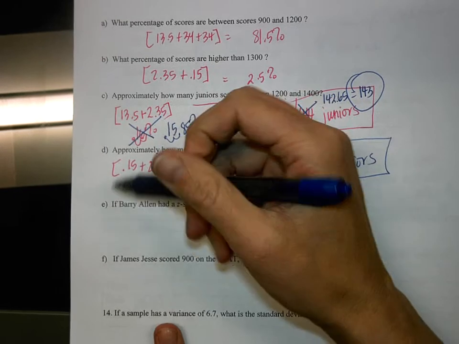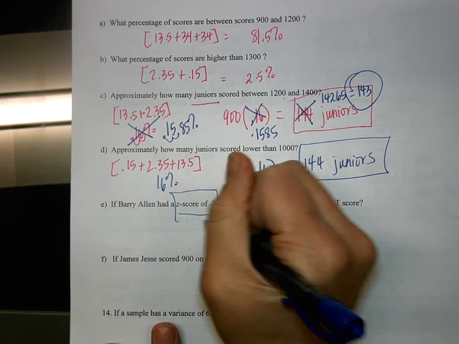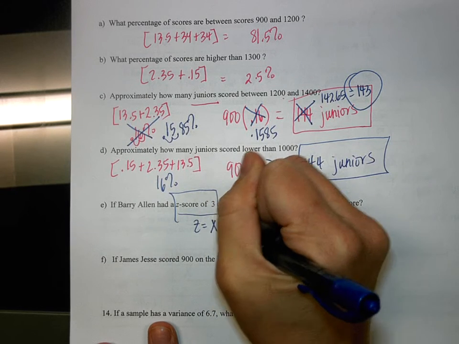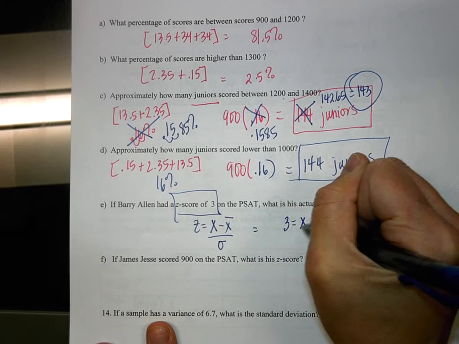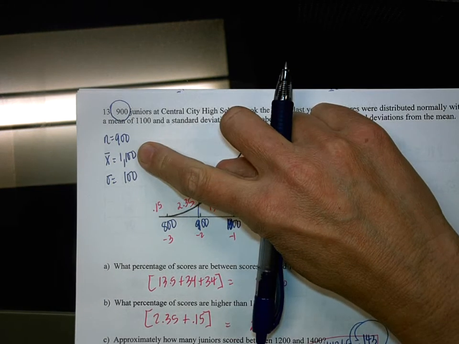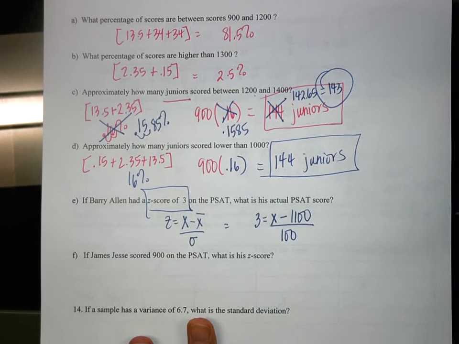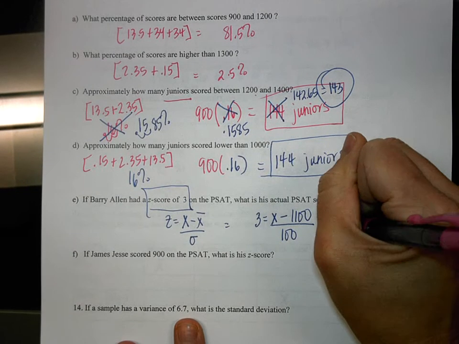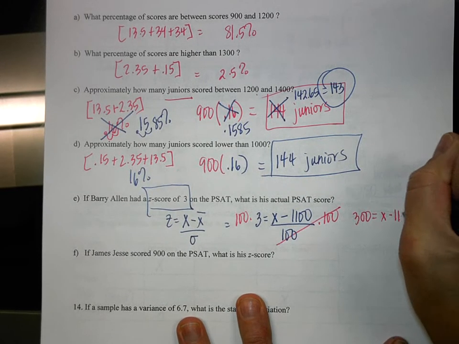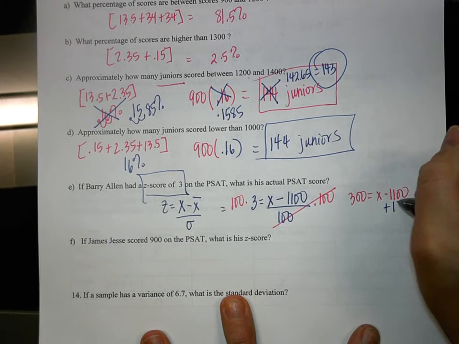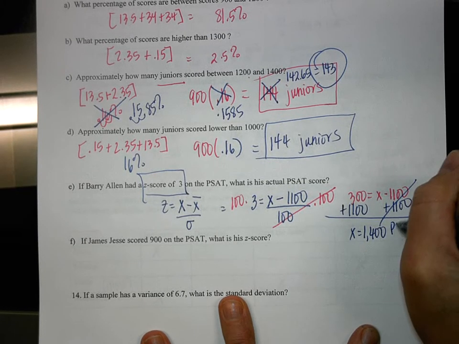E, if Barry Allen had a Z-score of 3 on the PSAT, what is his actual PSAT score? So we know that our Z-score equals the score minus the mean divided by the standard deviation. So in this case, we know the Z-score is 3. We don't know his score, but if we go back and look, we know that the mean is 1100, okay? So we have x minus 1100 divided by our standard deviation, which we know is up there as well, which is 100. In order then to solve for x, we would need to eliminate our fractions. So we're going to multiply both sides by 100. That cancels out. We have 300 equals x minus 1100. To solve for x now, we would add 1100 to both sides. When we do that, we get x equals 1,400 for the PSAT score.